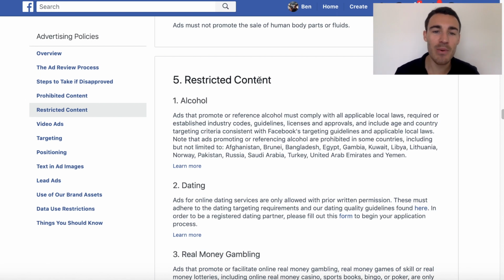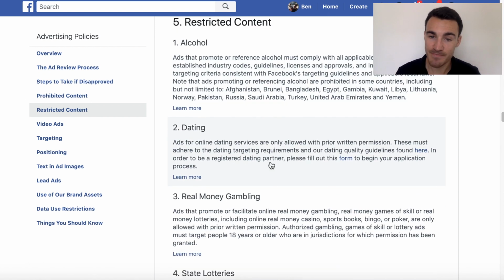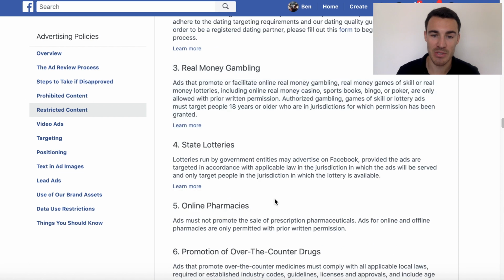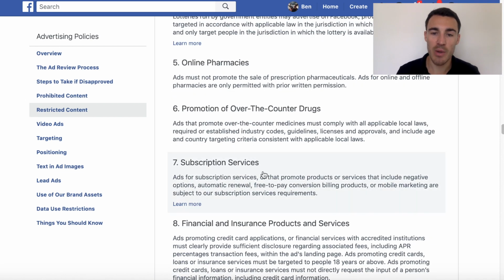Now, there's some stuff that they will allow you to do, but it's difficult to get ads approved in here, and you might have to really tone things down. If you do operate in any of these industries, come and have a look at these and go through them carefully. So obviously, alcohol, restricted to certain countries. Dating, there are huge, really strict rules around obviously targeting the right age criteria. Same with gambling and all that sort of stuff. So just have a quick look through here.